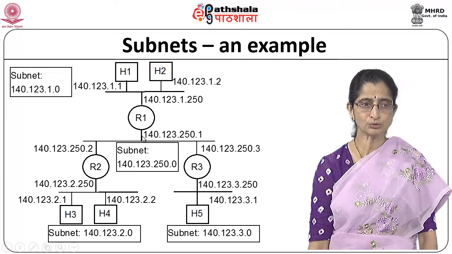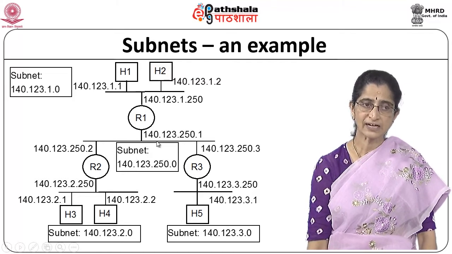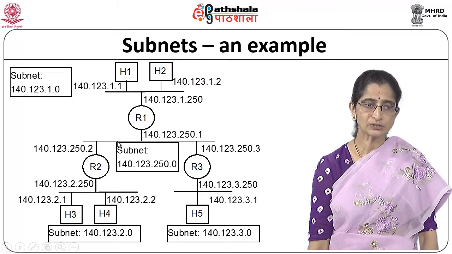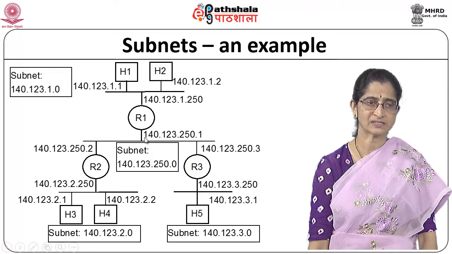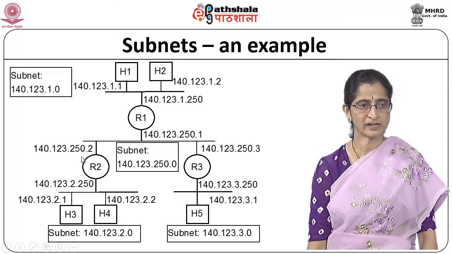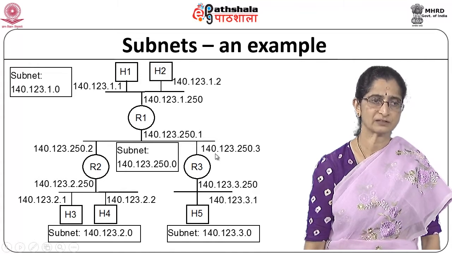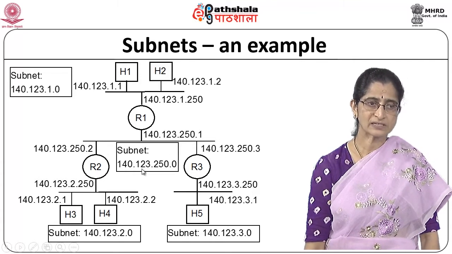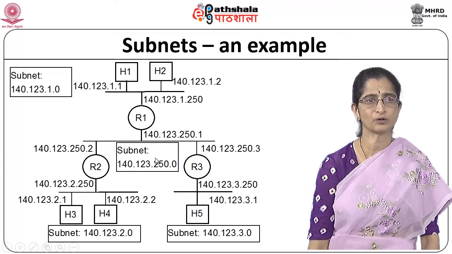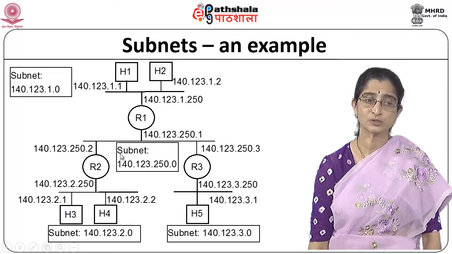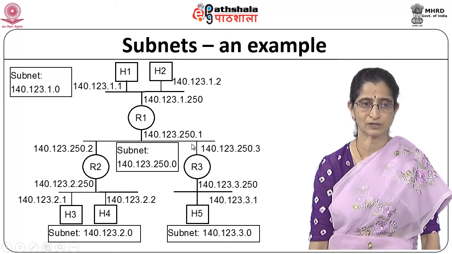Similarly, if you look at this subnet here, you can see that R1 is connected to 2 other routers, R2 and R3, through its interface and through a particular network over here. Now, this network you can see has 3 interfaces, one connected to R1, one connected to R2 and another connected to R3. But if you look at the addresses, you can see that there is a common part there, which is 140.123.1.250. So that becomes the subnet address for this particular subnet.